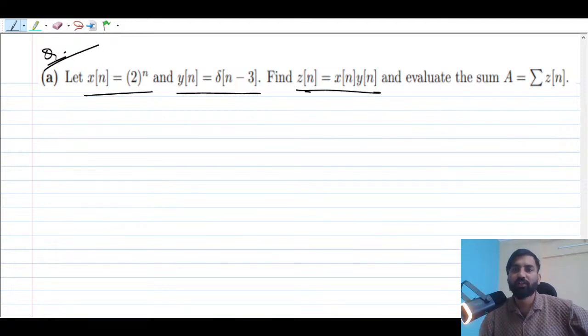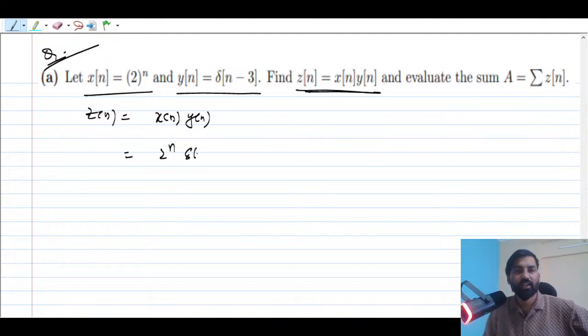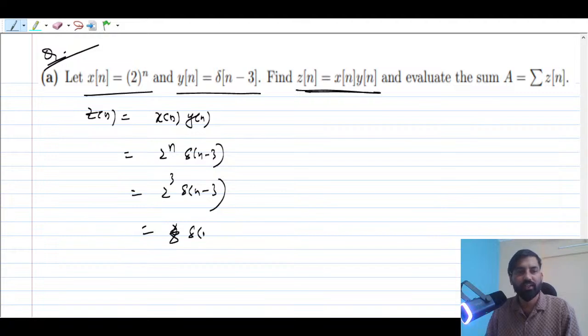Now you have got new signal z of n. तो z of n क्या हो जाएगा सर? मल्टीप्लीकेशन, delta n minus 3 x of n and y of n, right? So आप पुट कर दो तो 2 to the power n and delta n minus 3. What is this? Product property of the impulse, right? So in place of n there will be 2 to the power 3 delta n minus 3. So what is this? This is nothing but 8 delta n minus 3.